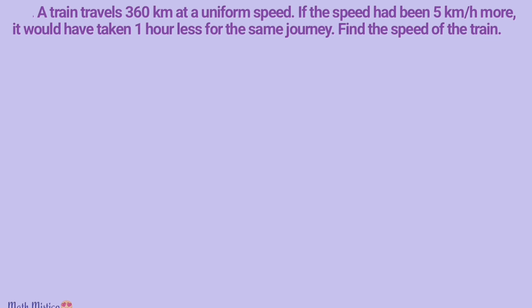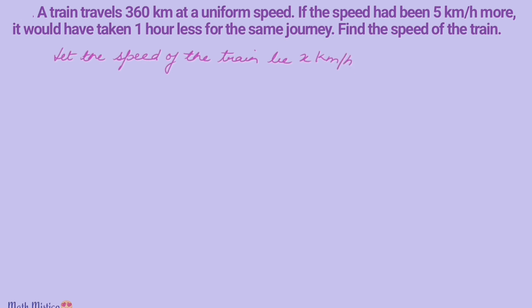Let's take up this problem of distance and time. The train is moving with a uniform speed. If the speed had been 5 km per hour more, it would have taken 1 hour less to complete the same journey. And we have to find the speed. So let us take the speed as x kilometers per hour.